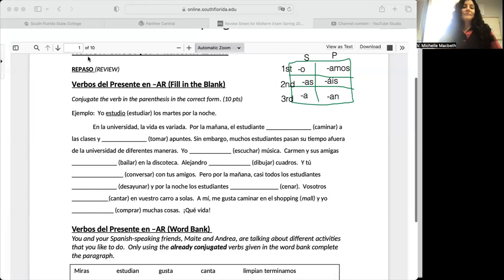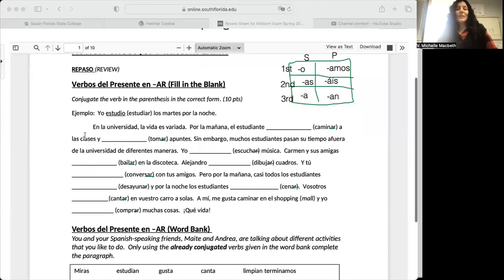Okay, so I know all these verbs end in AR. So the first thing I'm going to do is eliminate the AR on all of these, because that is our first step towards conjugating verbs. I have eliminated these ARs because that is how we conjugate present tense verbs. Now I have all of my stems.